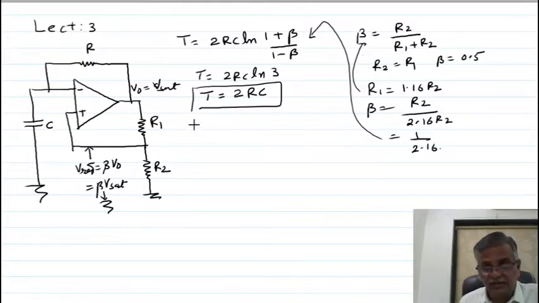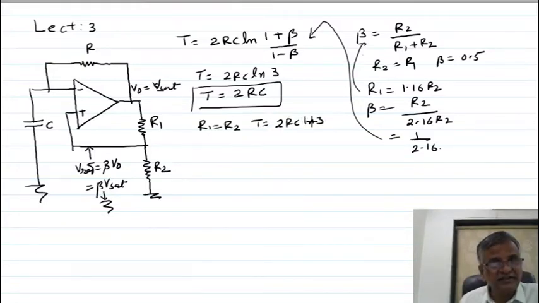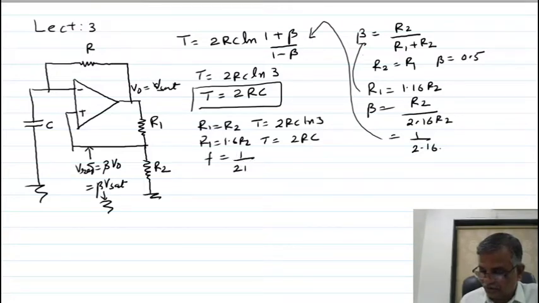Remember this one line, I am giving you an important point for the MCQ papers. If R1 is equal to R2, then T is equal to 2RC ln 3. If R1 is equal to 1.6 R2, then T is equal to 2RC, or frequency f is equal to 1 upon 2RC. I think you should remember these things.